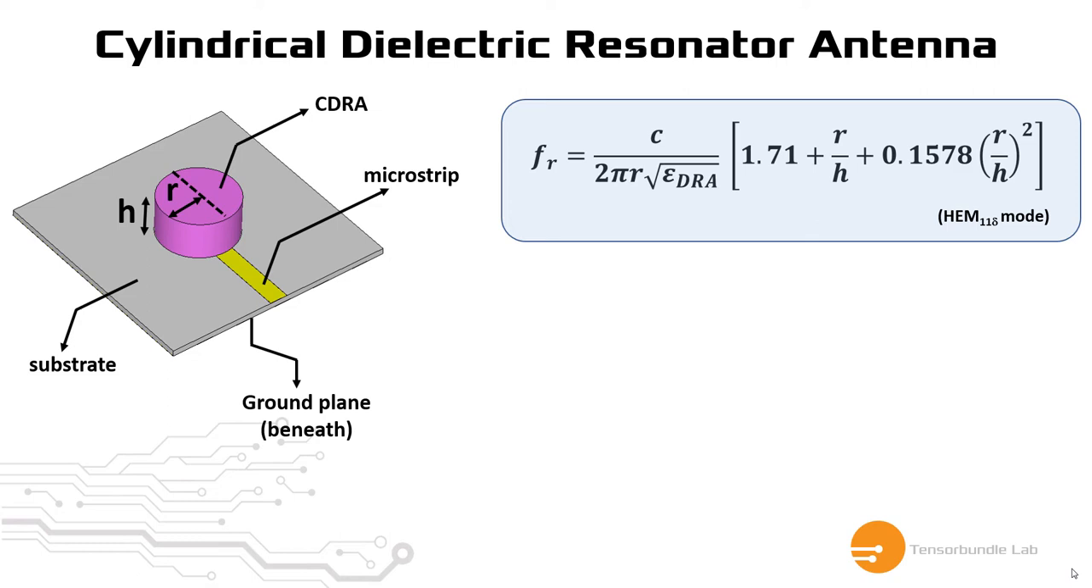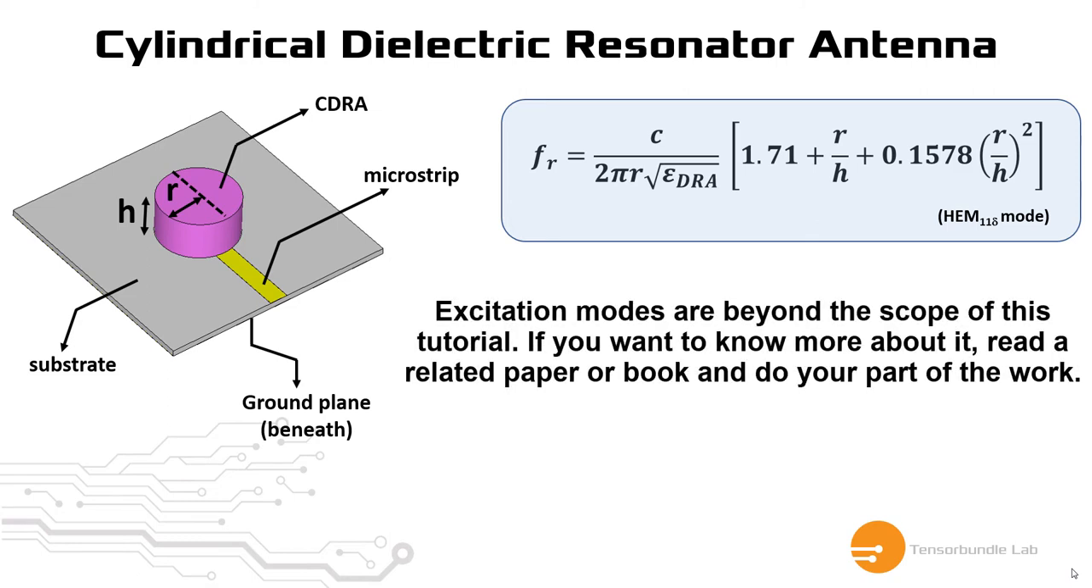So what determines which mode is generated? The answer is that the excitation type determines what type of modes you are generating in the dielectric resonator. You can excite this same cylindrical dielectric resonator by using a probe or by using an aperture. Then you would be able to generate those transverse electric and transverse magnetic modes. Anyway, if you want to know more about the dielectric resonator antenna, you should be able to find the material online, or even look it up in any textbook.